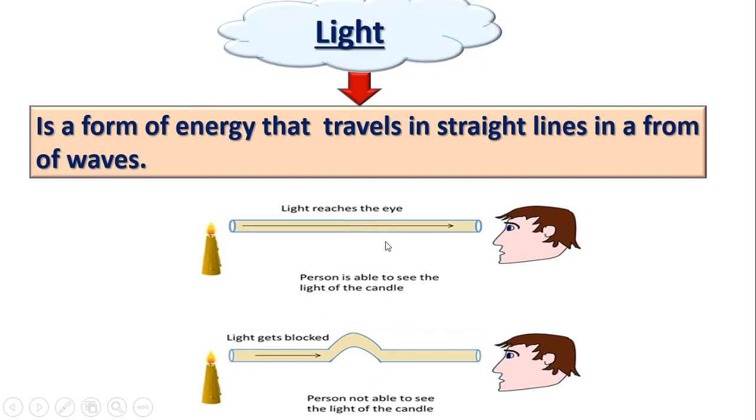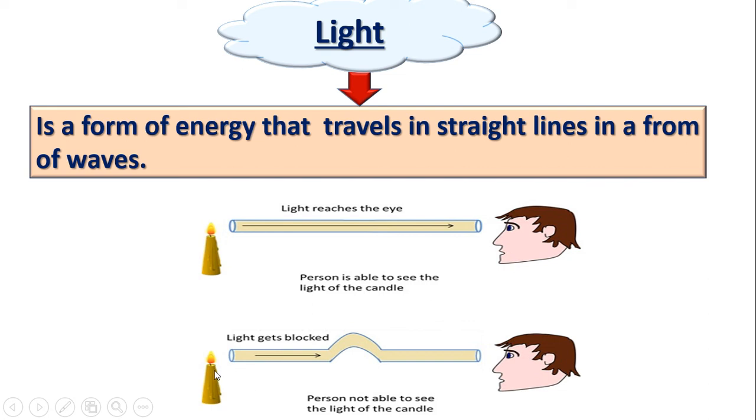Now look at this picture. We will bring a pipe and a candle. The pipe is straight. Try to see the candle through the pipe. Can you see it? Yes, you can see it. Why? Because the light travels inside the pipe in a straight line into your eyes.